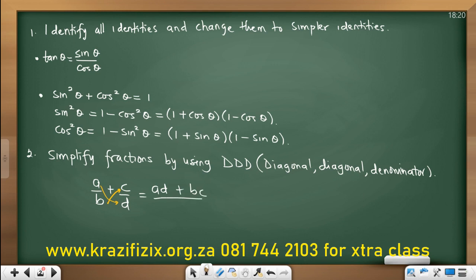Then the third one, multiply the denominator, BD. Life will be easy. I promise you. Diagonal, diagonal, denominator. Life becomes a lot easier to deal with.